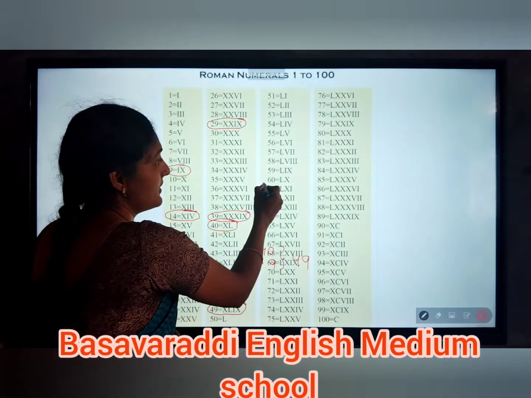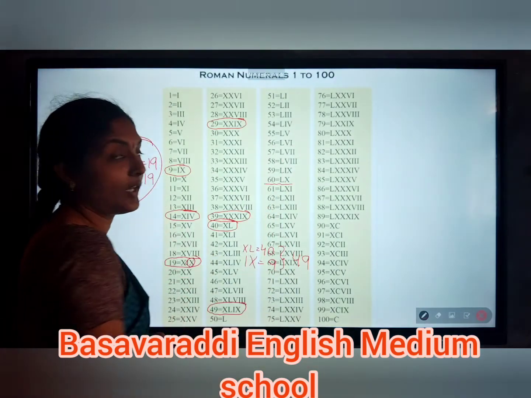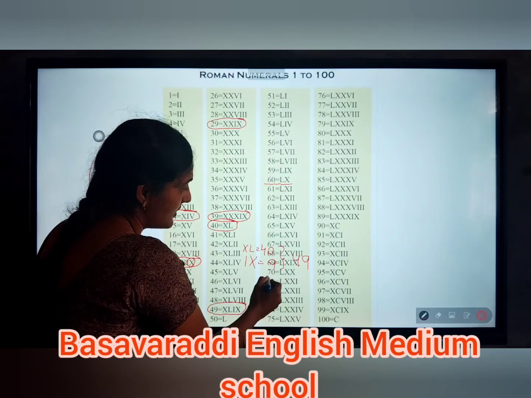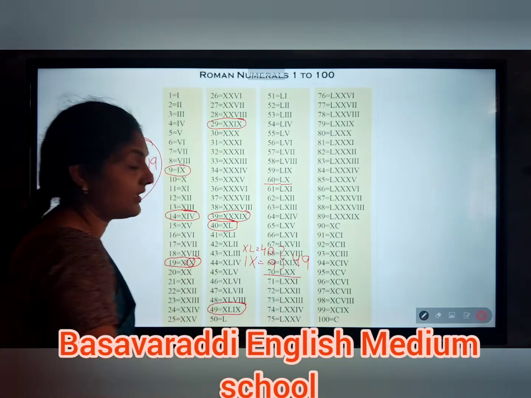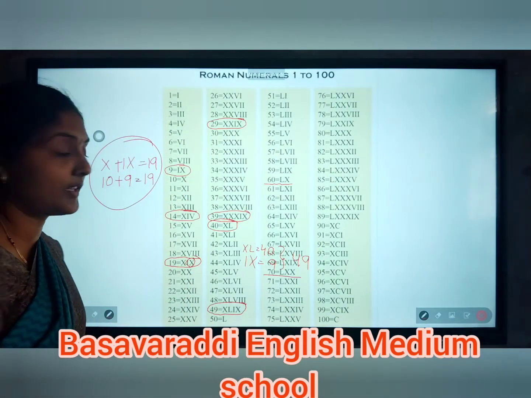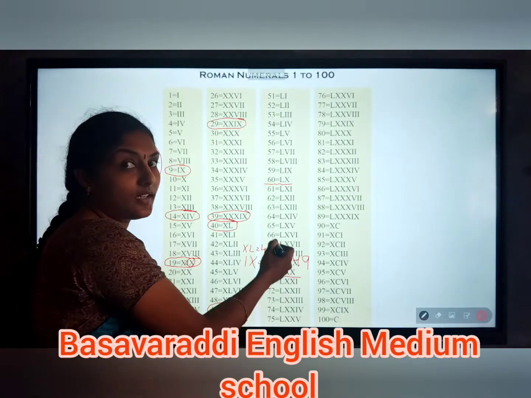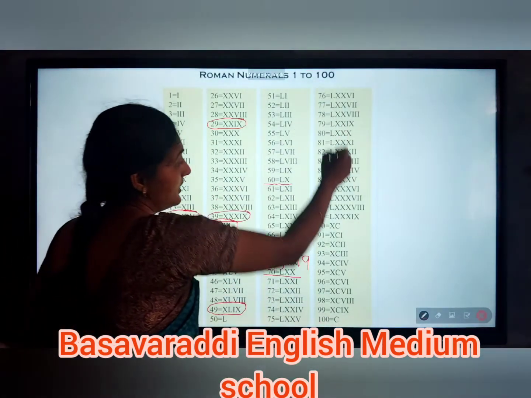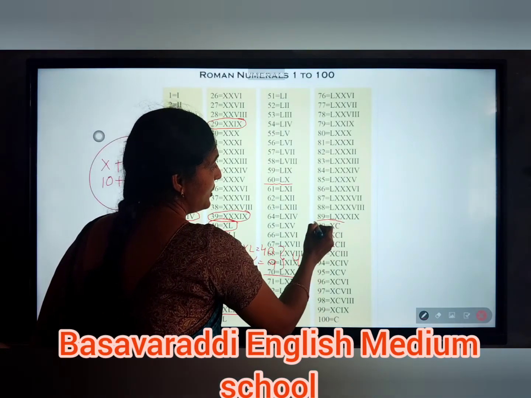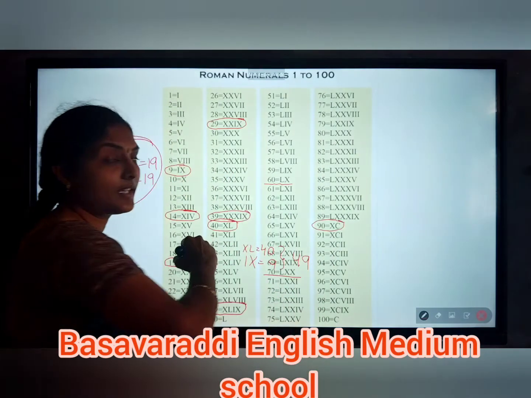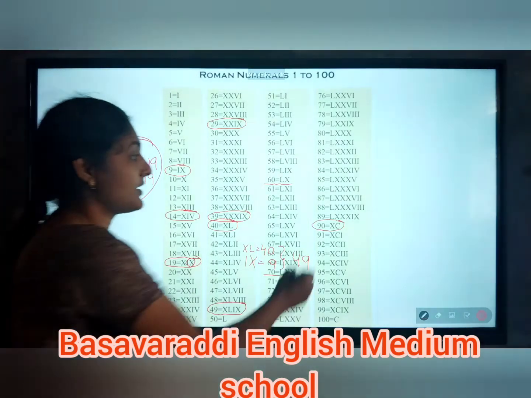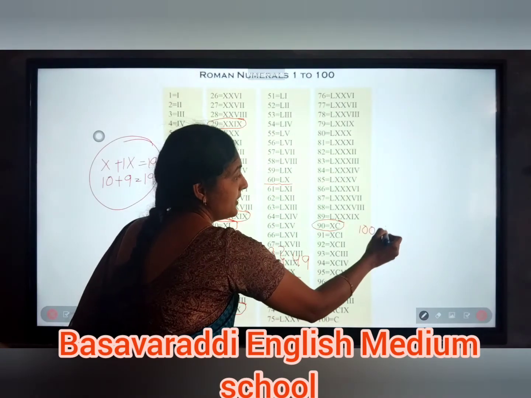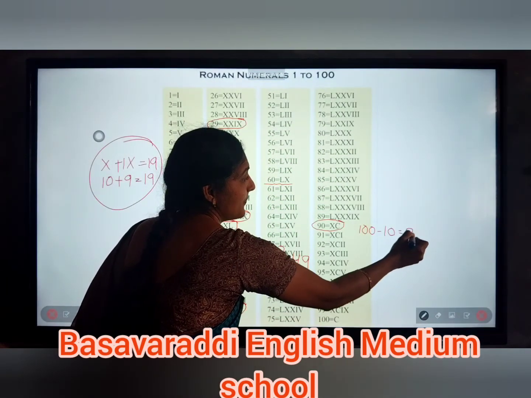Then 60. So the L, X is added to L, that shows the 60. Then 70. L is added to 2 X's, that is 70. LXX, that is 70. Next, directly come to the 90. How to write the 90? So X and C, the X is subtracted from the C, that is 90. So 100 minus 10 is equal to 90.